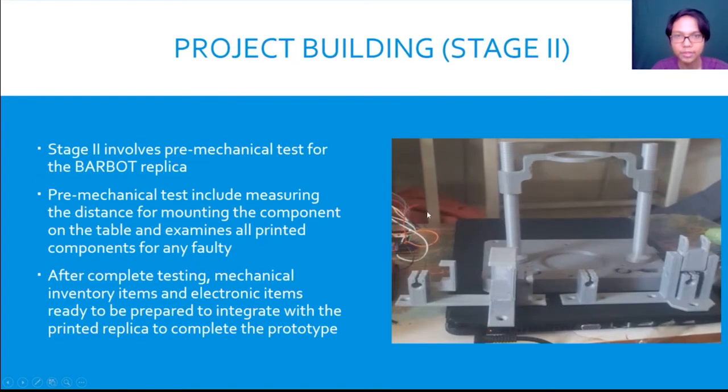Then project building stage 2. Stage 2 involves a pre-mechanical test for the barbot replica. The pre-mechanical tests include measuring the distance for mounting the components on the table and examining all printed components for any faults. After complete testing, mechanical inventory items and electronic items are ready to be prepared to integrate with the printed replica to complete the prototype.